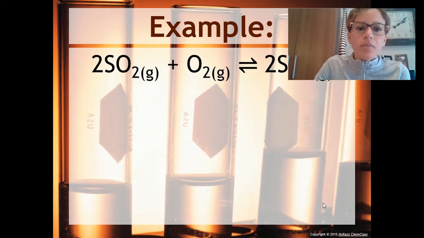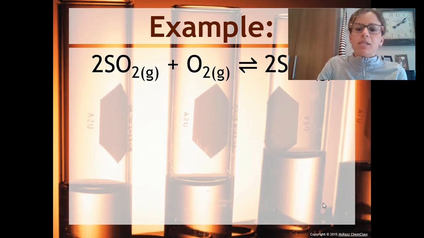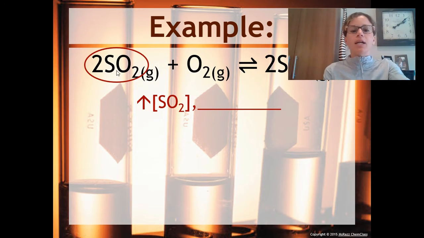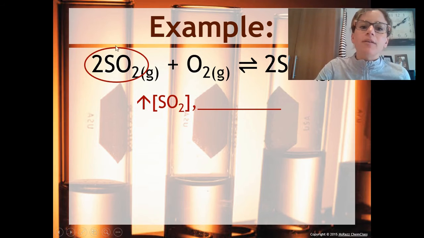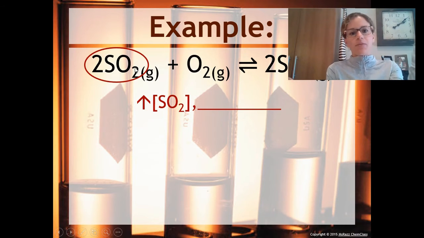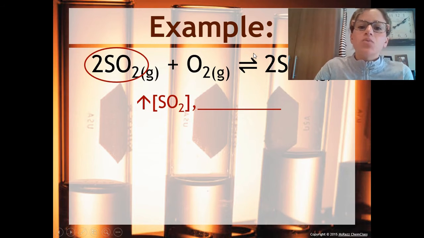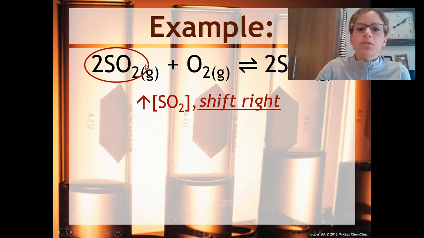So here we go. Here we have SO2 plus O2 makes SO3. Let's say we increase the concentration. This arrow up sign means increase, and the square brackets mean concentration. So let's say we increased SO2. Now our perfectly in balance equilibrium has been stressed because this has gone up. Picture literally a balance, and now this side has gone up. So what are we going to do to relieve that stress? It's going to shift this way, so that the equilibrium is reestablished. So it will shift to the right to relieve that increase in concentration.